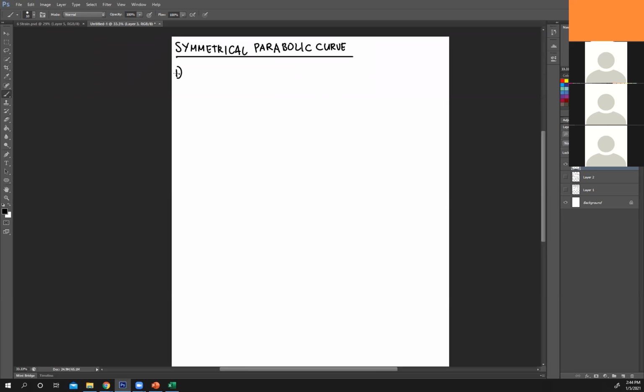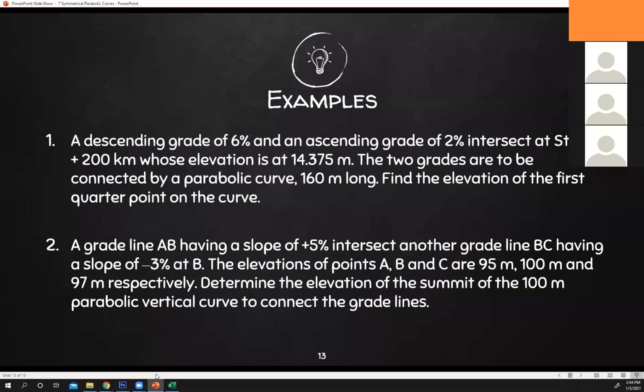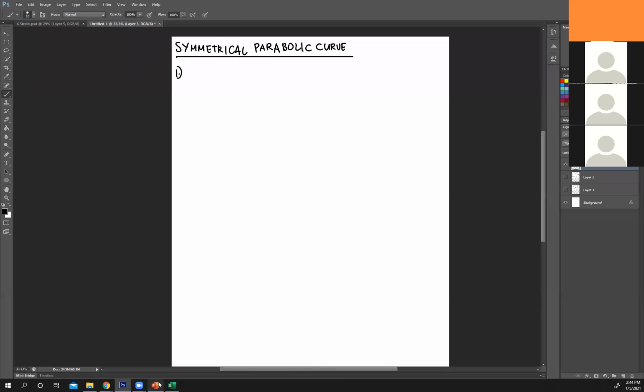Okay, so let's draw. So first of all, we had a descending grade of 6 and an ascending grade of 2. So descending meaning negative slope. So 6, then 2. Okay, so that's your slope. Let's name the parts accordingly. This is your PC. This is your PI. This is your PT. Okay, and drawing the curve.